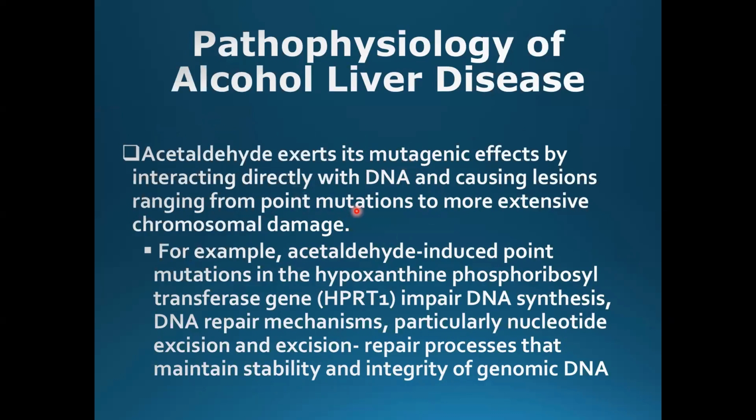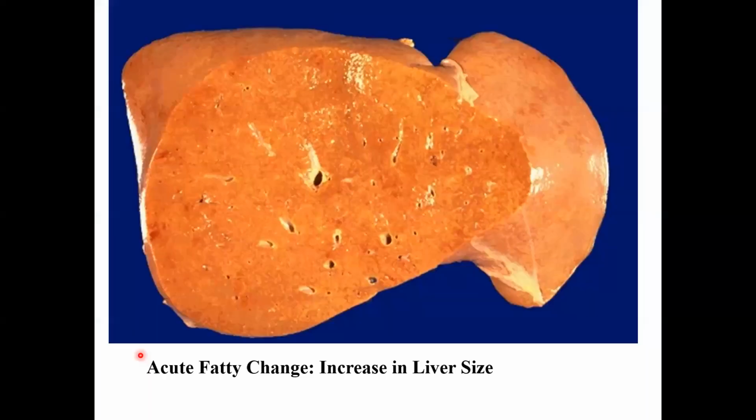Now, the acetaldehyde itself will exert its mutagenic effect by interacting directly with the DNA and causing lesions within it, from point mutation all the way to extensive chromosomal damage. For example, the acetaldehyde will induce point mutation in the hypoxanthine phosphoribosyl transferase gene, which is going to impair DNA synthesis and repair mechanisms, and that's going to result in unstable and disintegrated genomic DNA. The end result is going to be this acute change in the liver.